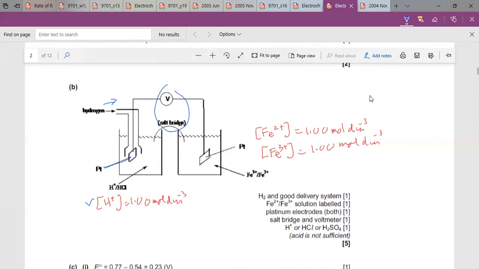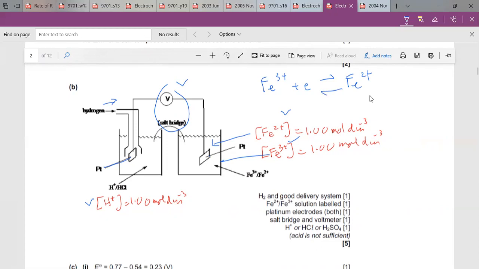This whole thing is 1 mark. Platinum. So I must put inside here Fe2 plus 1 molar. Fe2 plus, that means that both these things can go either way. Remember, Fe3 plus plus an electron will go to Fe2 plus. Fe2 plus will lose an electron and go down, so it's reversible.